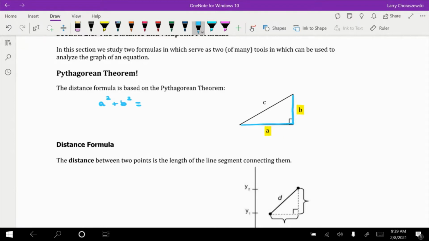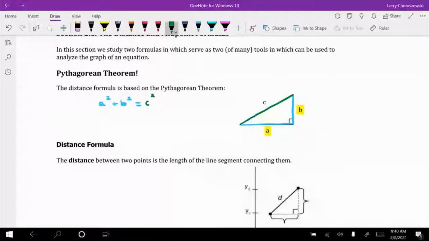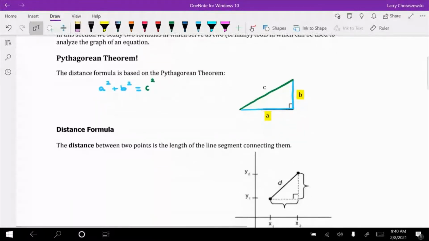equals what? Who can type it in the chat bar? C squared, yep. So if we square a and b, the lengths of the legs of the right triangle, it winds up. How does this relate to the distance formula?